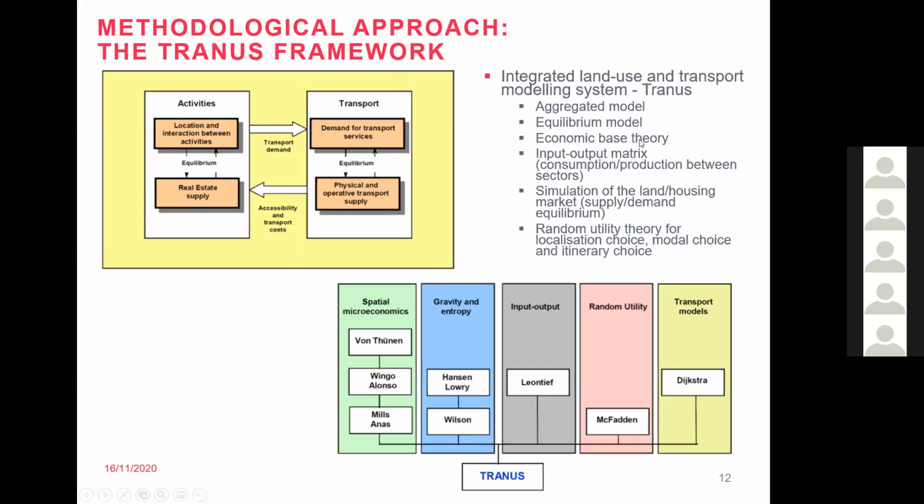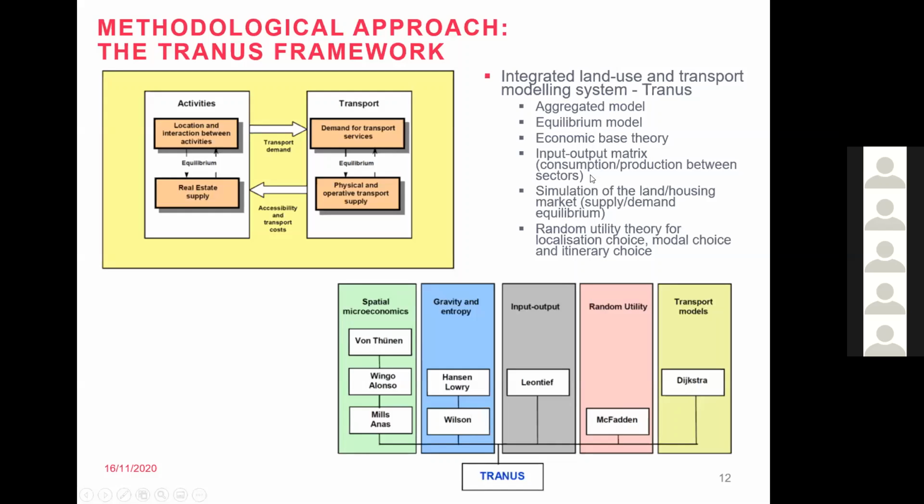One of the underlying theories of Tranus is the economic base theory. So, which means that in a city you have some basic activity sectors which attract people, which attract in turn other new services, which attract other people because these services need labor force, etc., etc. So there is a kind of iterative process, which is very well known from a long time ago. And this is one of the basic underlying theories of Tranus.